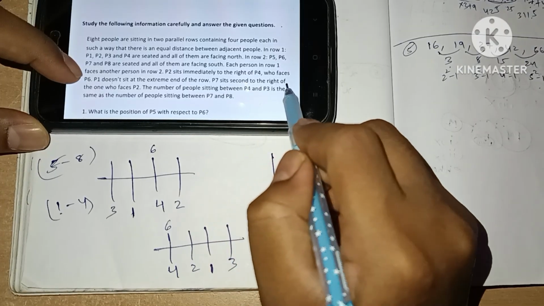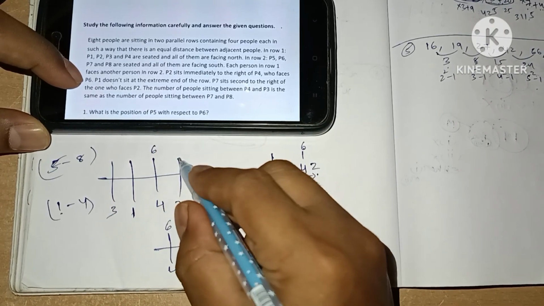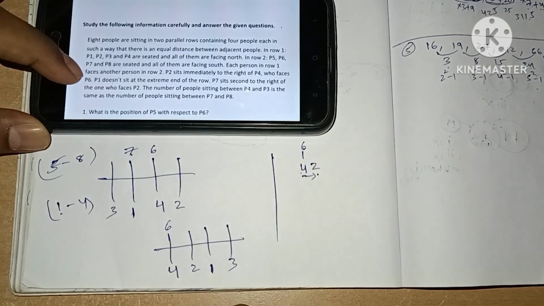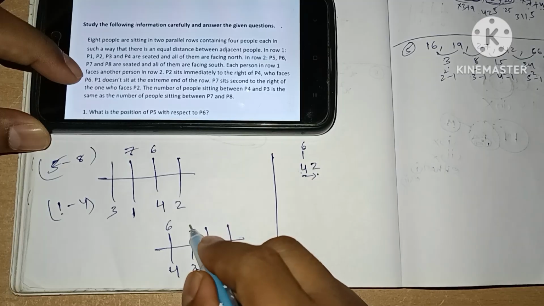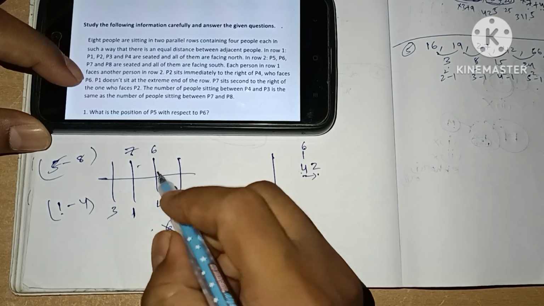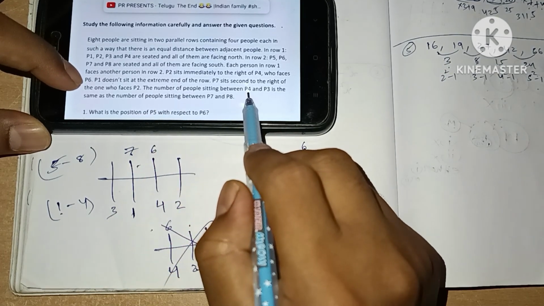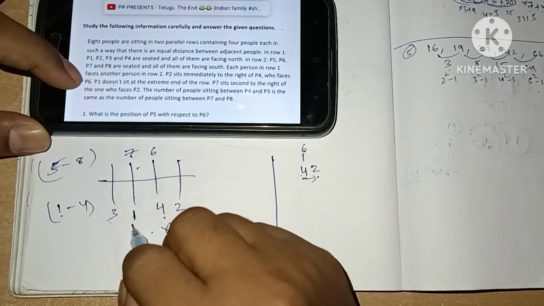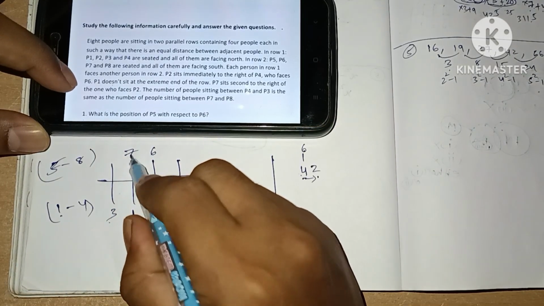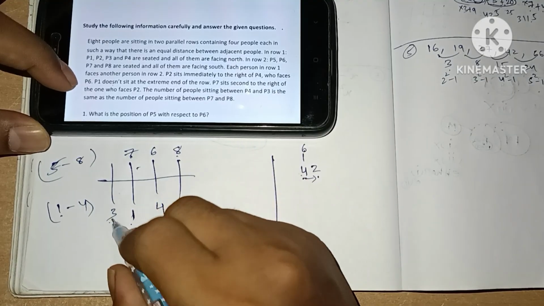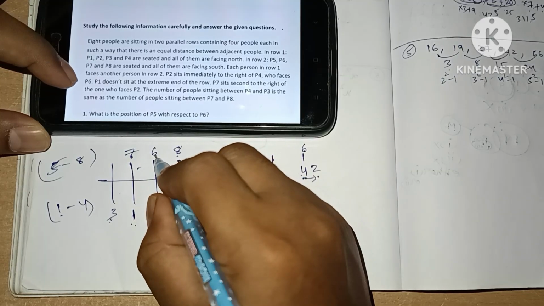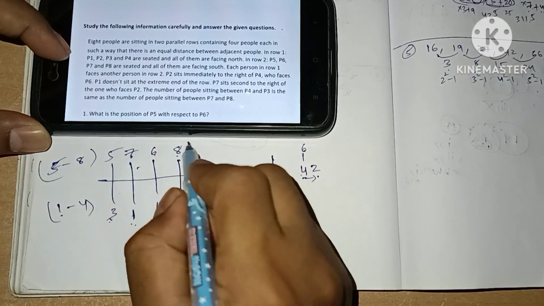P7 sits second to the right of the one who faces 2. The one who faces 2, second to the right, is 7. So this is the place for 7. In this case, for 2's facing person, there is no second person on the right side, so this case fails. Only this case is true. Next, the number of people sitting between 4 and 3 is only 1, the same as the people sitting between 7 and 8. So 7's place is here, so 8's place is here, because there is only one person sitting between them. So we have 5 here. So this is our solution.